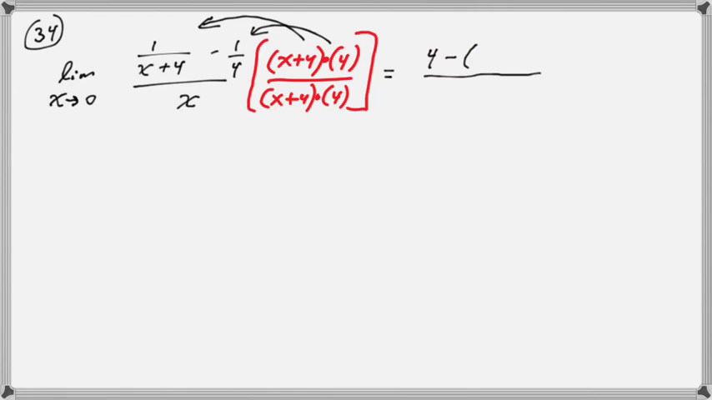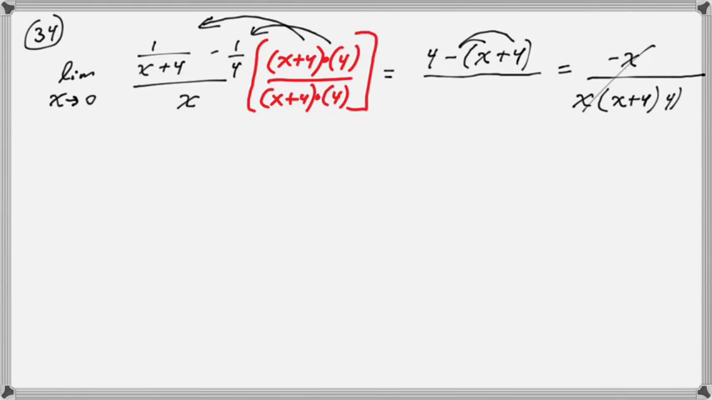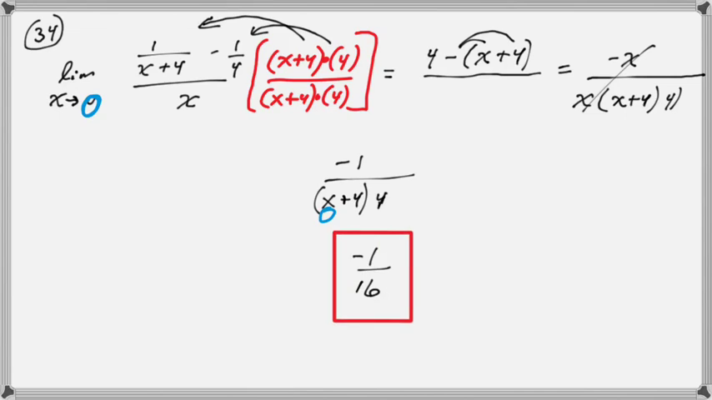Here I'm going to multiply, the 4's would cancel, leaving me the x plus 4. When I distribute, 4 and a negative 4 is 0, leaving me just negative x in the numerator. Canceling those, don't forget there's a 1 on top. And I can now replace the x's with zeros. So I'll put in a 0, and I get negative 1 over 4 times 4.